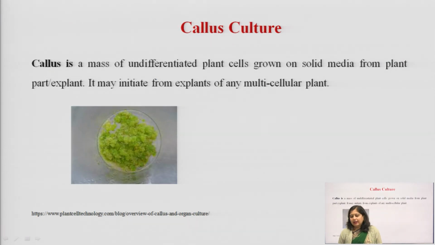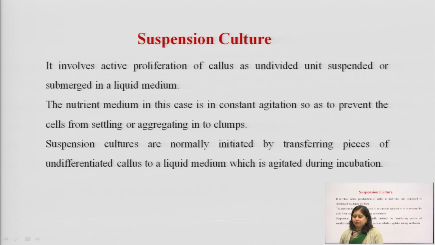In Callus culture, you have a mass of undifferentiated plant cells growing on solid medium from the plant part or the explant. It may initiate from explants of any multicellular plant. You can see these are bright green material looking like an amorphous mass, which are dedifferentiated from a normal cell, and further they will re-differentiate into a new plant.